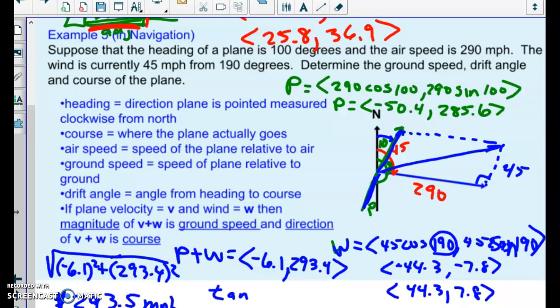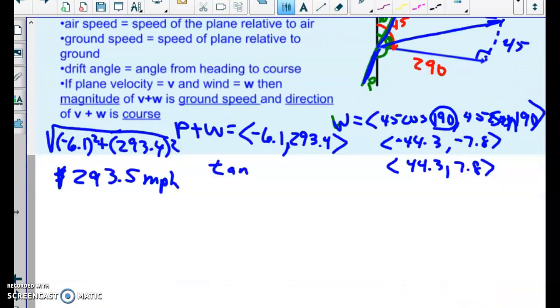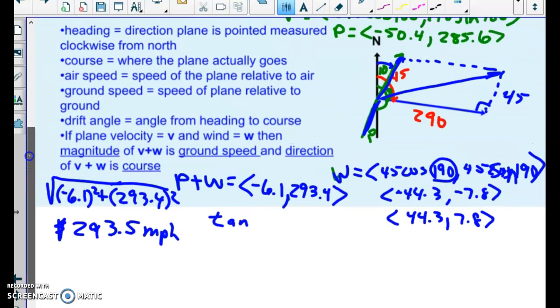Oh my goodness. So the last part of this one is to find how much off course this wind is blowing the airplane. Our original course was 100 degrees. We were going 290 miles an hour. And we figured out that the plane is actually moving 293.5 miles per hour, and it's going at a different angle, and that's what angle we have to find.